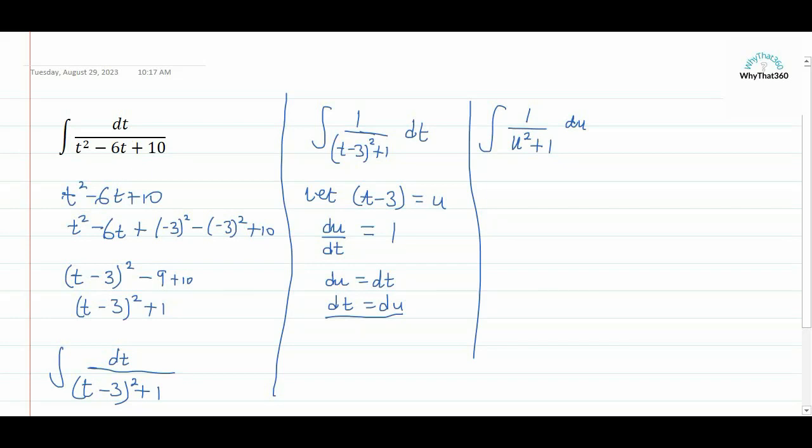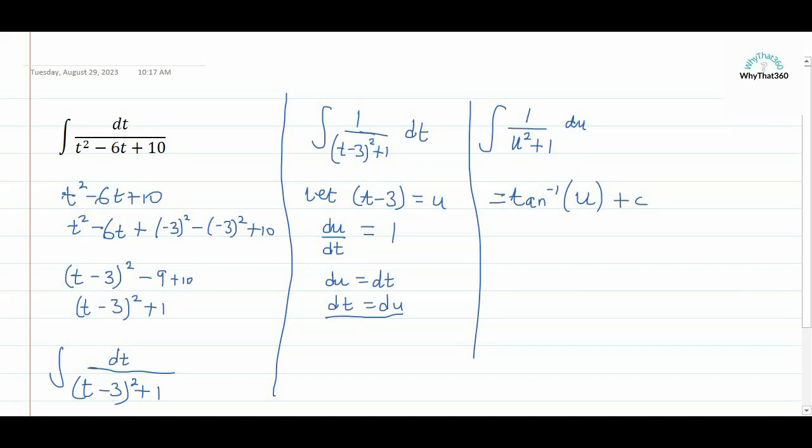Next thing is to evaluate this integral. If we integrate this, we are going to get the tan inverse of u plus c. If we evaluate the integral of 1 out of u squared plus 1, we get tan inverse of u. And since we are dealing with an indefinite integral, we add a constant, which we are saying is c over here.